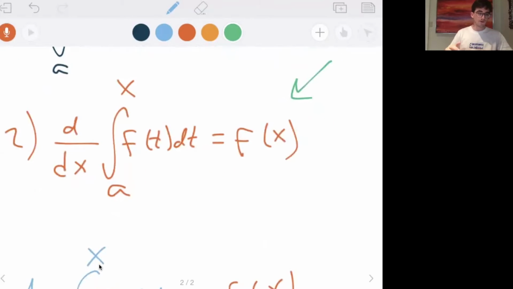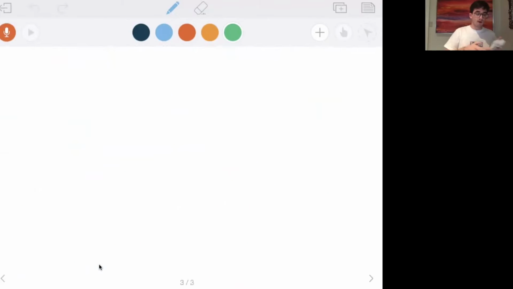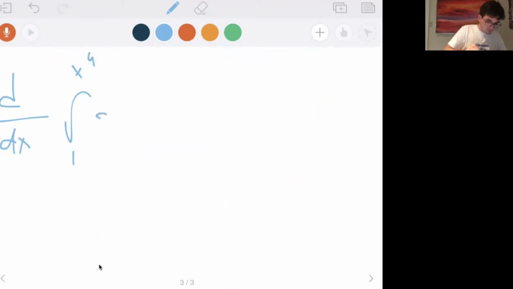Okay, so unfortunately, they're not all going to be that easy. You're going to see some expressions where you have an actual function as the bounds. That's what we're going to do now. Let's look at this example here. They want to find out the derivative with respect to x of the integral from 1 to x to the 4th of the function dt.